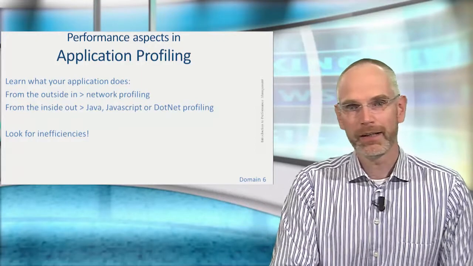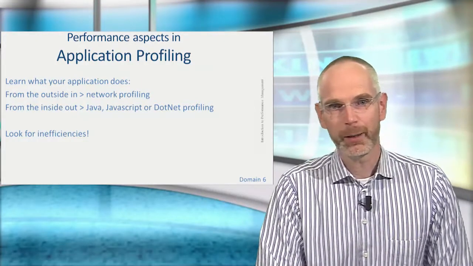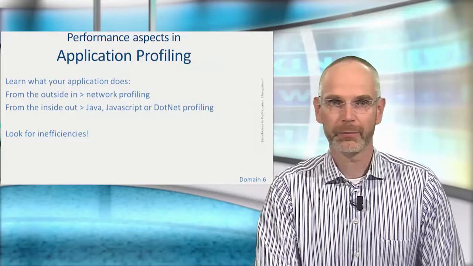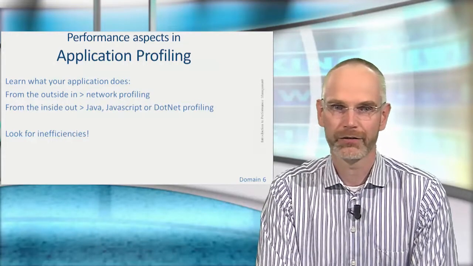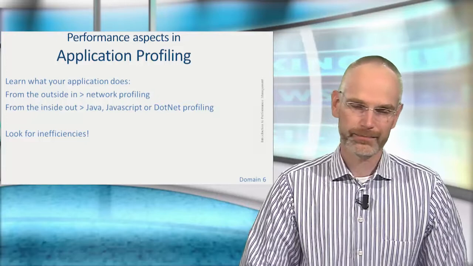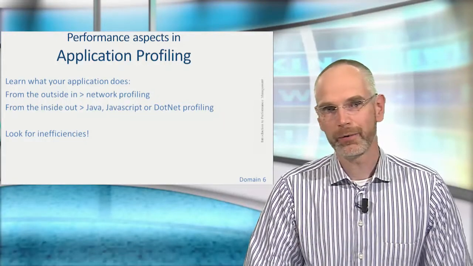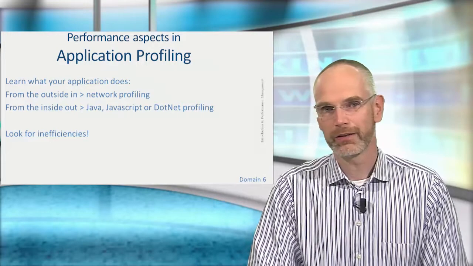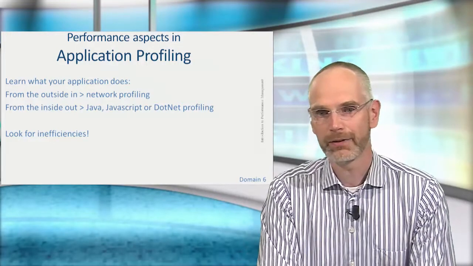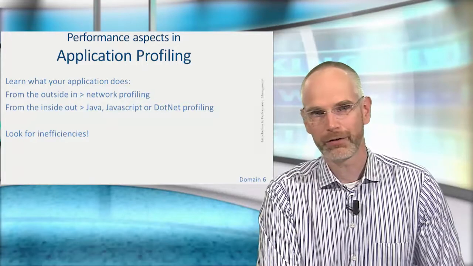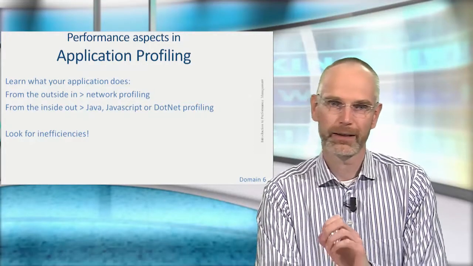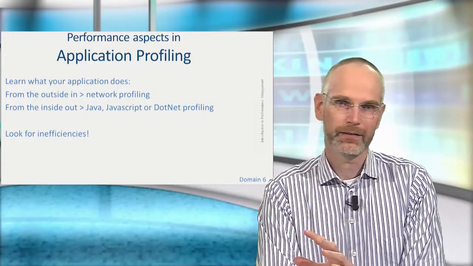Then the next domain, number 6, is called application profiling. It's basically learning what your application is doing. There are 2 ways: from the outside in and from the inside out. If you look at it from the outside in, we call it network profiling. What you do is look at the network traffic coming into your server and then going out of your server, and see if there's a match.